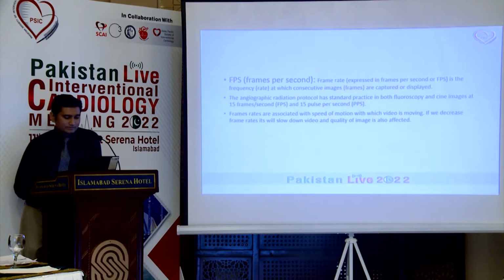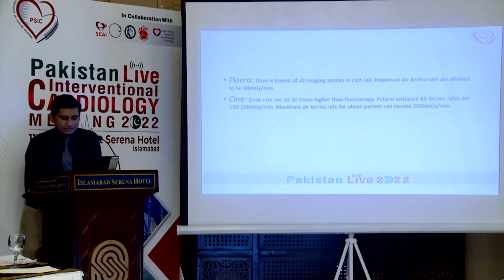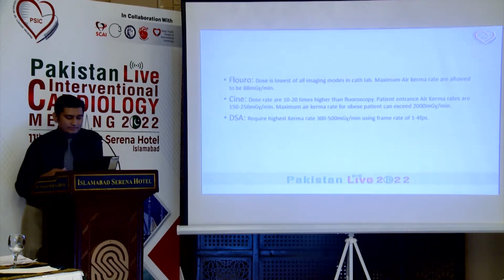Fluoro dose is lowest of all imaging modes in the cath lab. Maximum air kerma rate is allowed to be 88 milligray per minute. Cine dose rates are 10 to 20 times higher than fluoroscopy. Patient entrance air kerma rates are 150 to 250 milligray per minute, and maximum air kerma rate of obese patients can exceed 2000 milligray per minute. And DSA, digital subtraction angiography, requires the highest kerma rate of 300 to 500 milligray per minute.